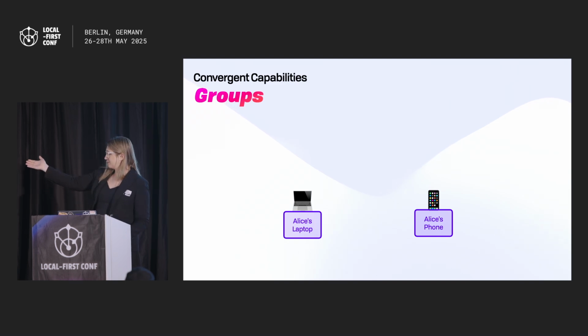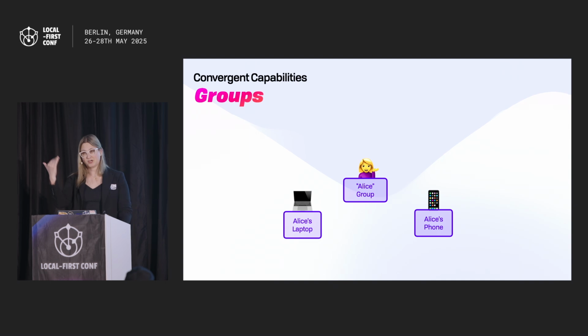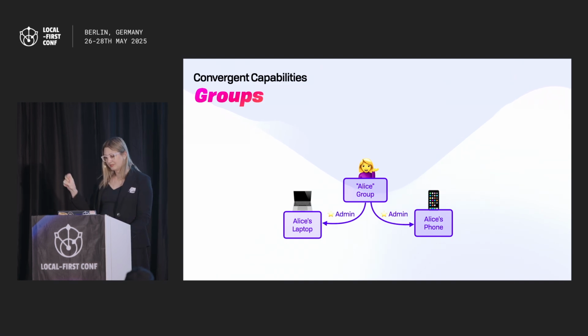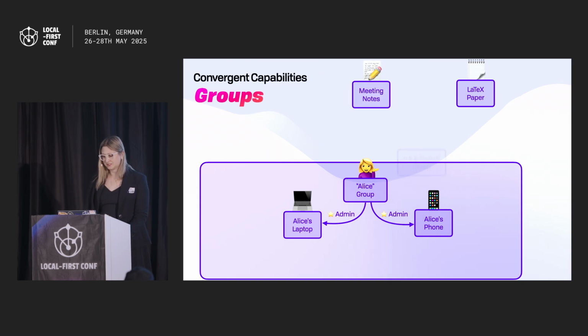So for example, in this case, we'll have one key for Alice's phone and another for Alice's laptop. And we have a group, which is Alice. It's basically a document without content in it. It can delegate to others and receive delegations from other nodes in this graph. And this Alice group delegates admin authority to these devices. And then if we have some documents like this LaTeX paper and some meeting notes, maybe we create another group called Ink and Switch.